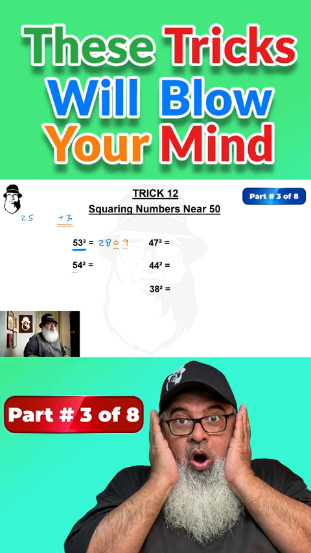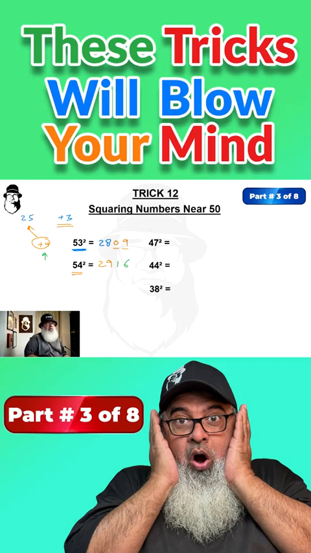Here, same thing: this is plus 4, 50 plus 4. So we do plus 4 in 25. 25 plus 4 is 29. And the second part of the answer is the same, the square of plus 4. 4 squared is 16. So that's the second part of the answer. 2916 is our answer. And exactly the same thing we can do when the numbers are below 50.